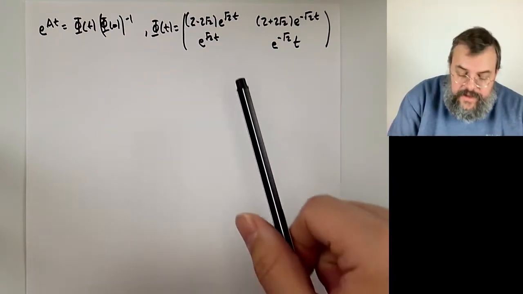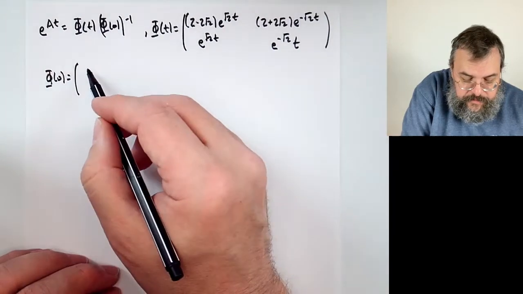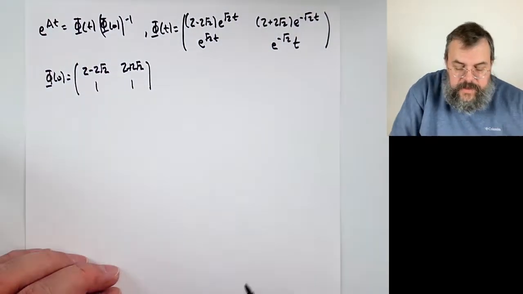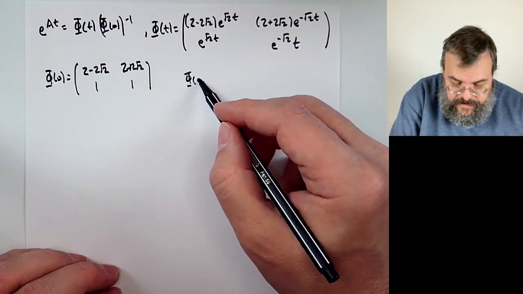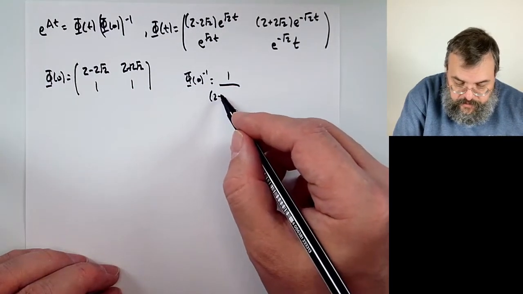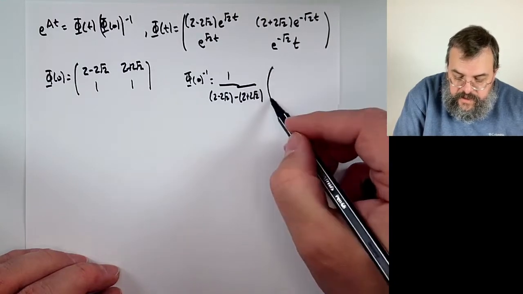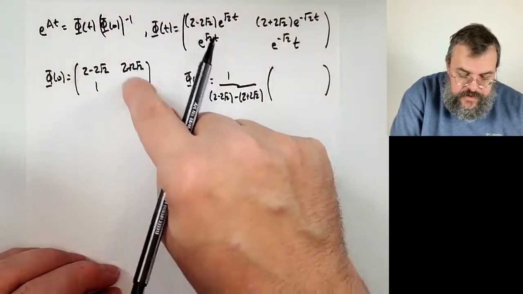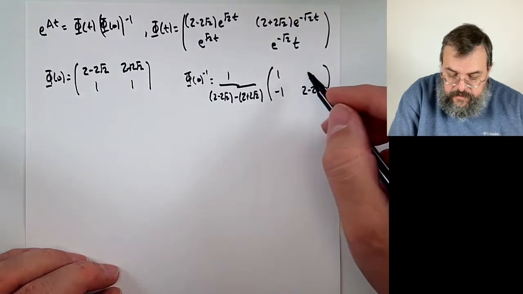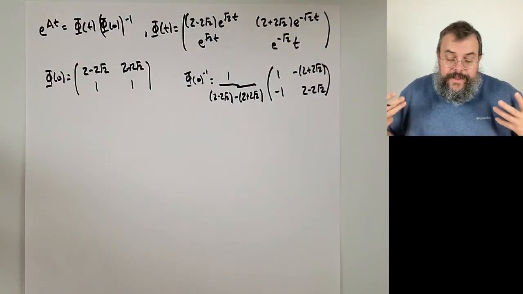Now the nice thing is phi of 0 is super easy. All the exponential stuff disappears. So phi of 0 is the coefficients. 2 minus 2 square root of 2, 2 plus 2 square root of 2, and 1 and 1. Now, phi 0 inverse, well, it's 1 over the determinant. Now that's going to be diagonal, which is 2 minus 2 root 2, subtract the other diagonal, so minus 2 plus 2 root 2. And then the rule is you swap those entries, 1 and 2 minus 2 root 2, and then you flip the signs, minus 1 and minus 2 plus 2 root 2. All right, so that's the inverse.